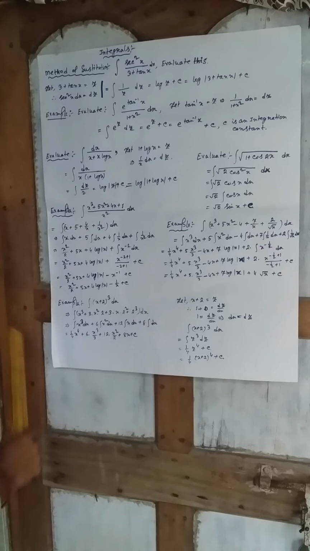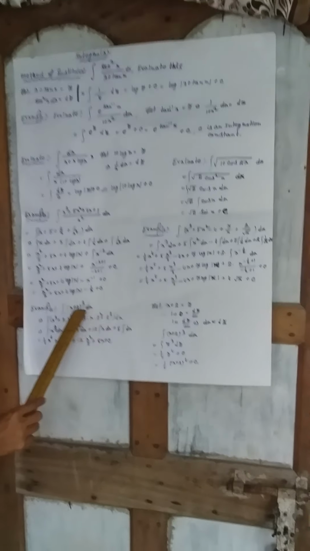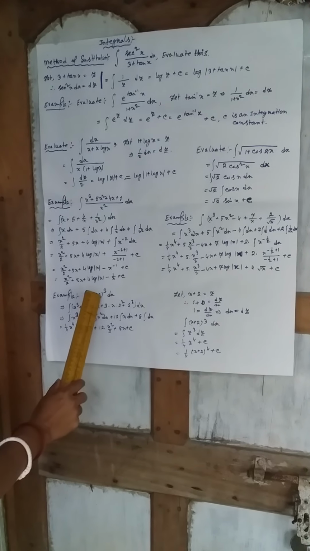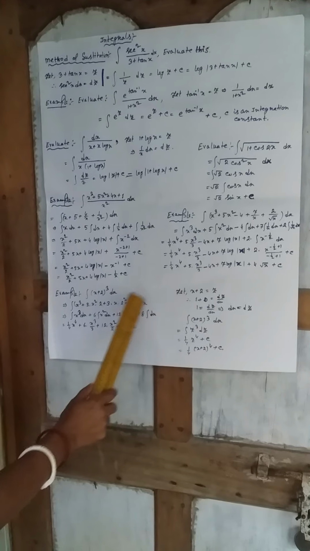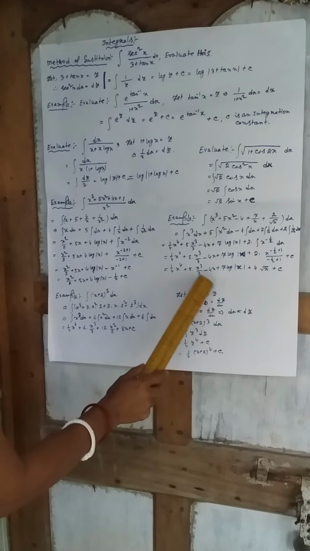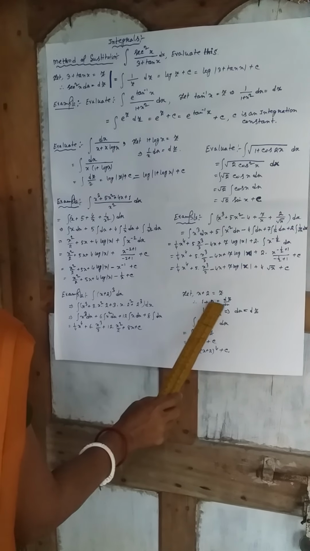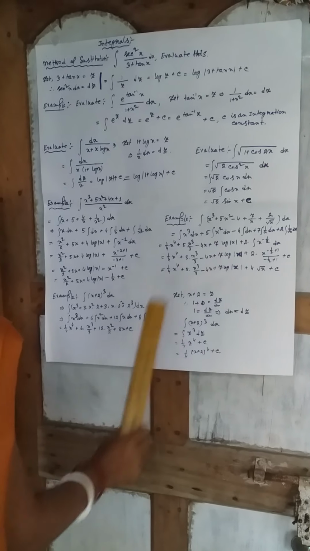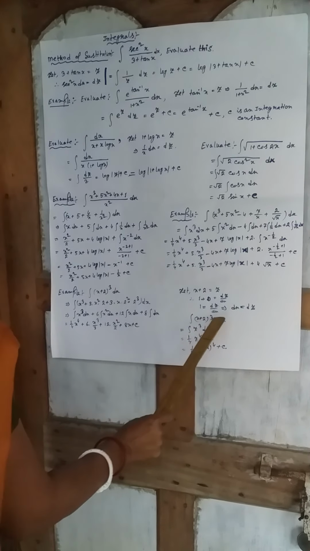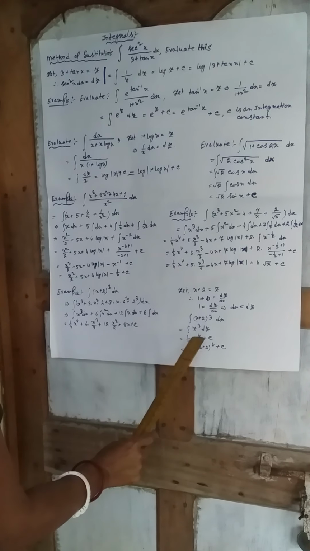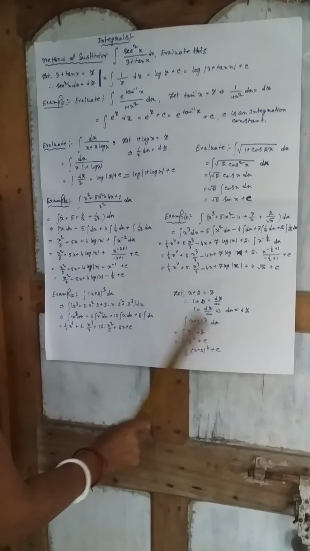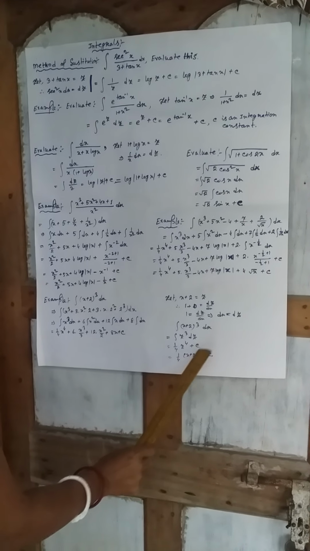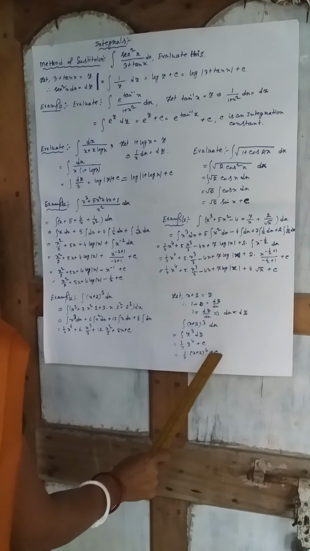Now the next example, integration of x plus 2 whole cube dx. Now I am putting x plus 2 equal to z, and doing the derivative, 1 plus 0, that is dx equal to dz. So integration of x plus 2 whole cube dx becomes integration of z cube dz, that is z to the power 4 by 4, that is x plus 2 whole to the power 4 by 4 plus c.